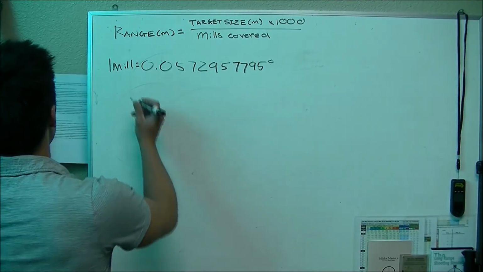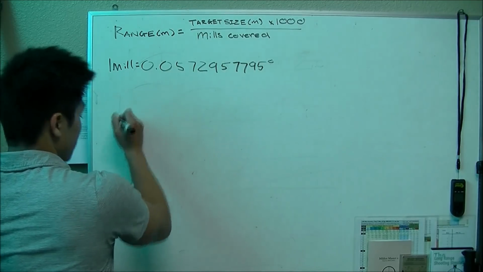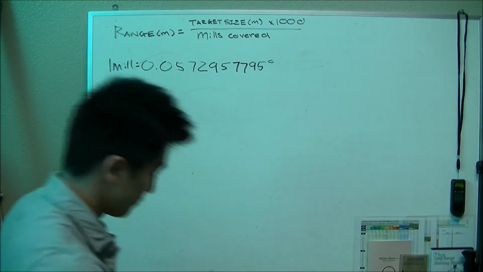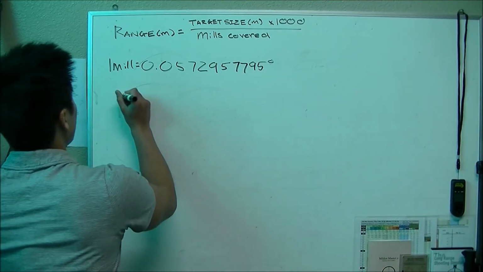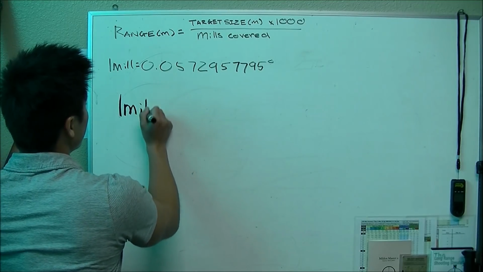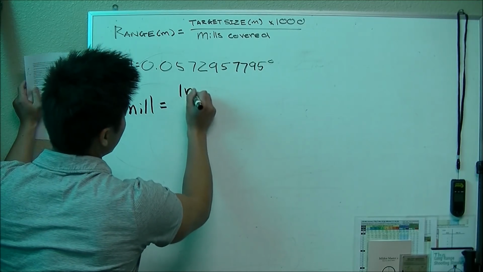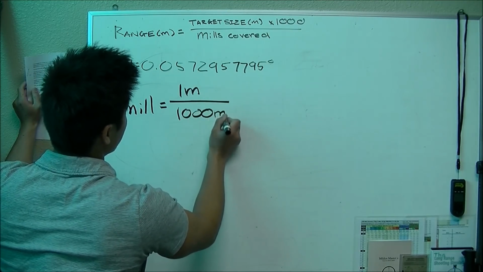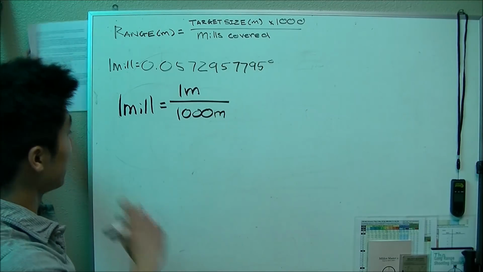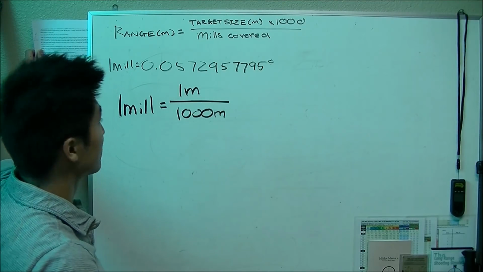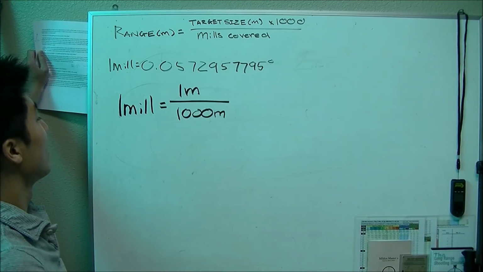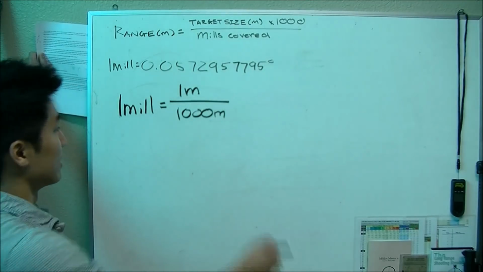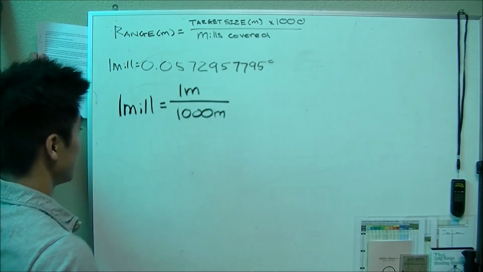So we know that 1 mil, this one's kind of dying. Let's see. There we go, that's a better one. 1 mil is going to be 1 meter over 1,000 meters. Remember, because 1 mil is going to be tangent 0.05729, and that's going to give us 0.001, which is 1 meter over 1,000.